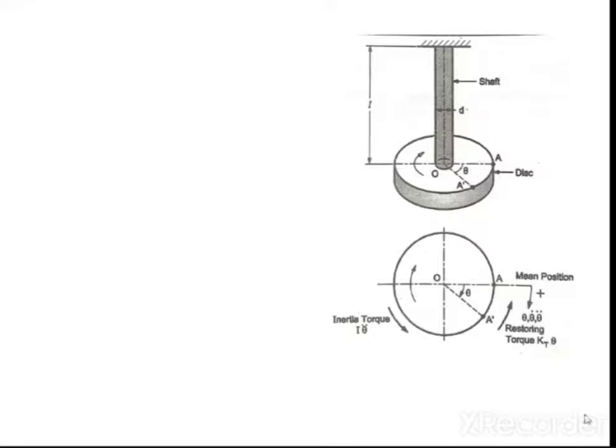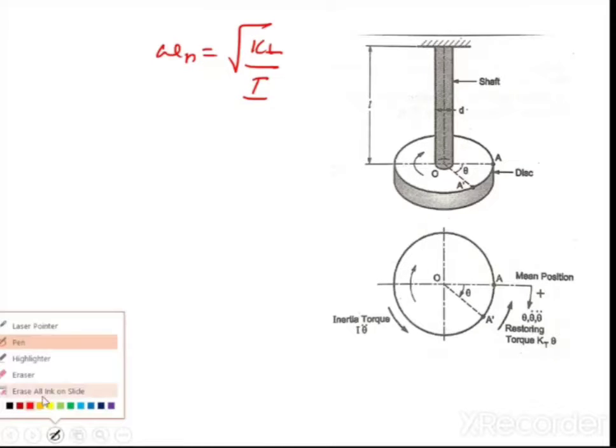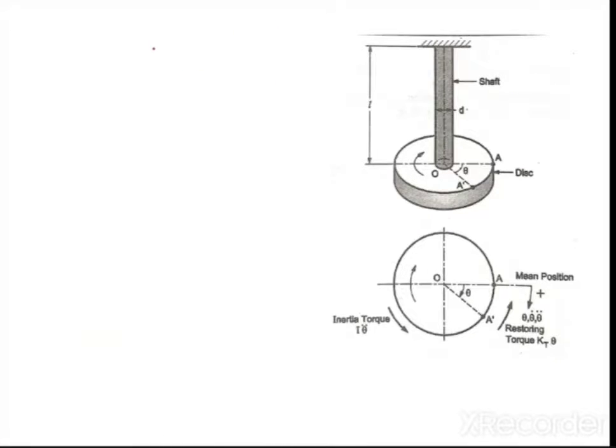Okay. So now, what is the final formula you have got? By D'Alembert's principle, omega n is equal to square root of kt upon I. Now similarly, let me apply the energy method for this. Again, I will get the same problem. So applying the energy method.